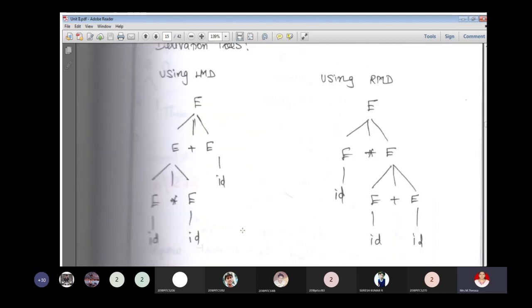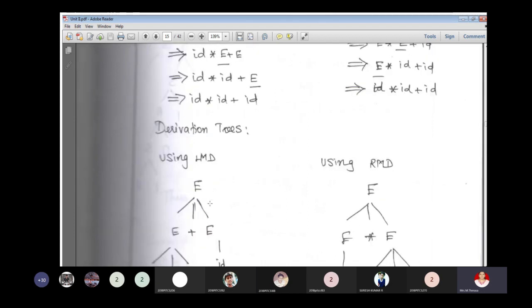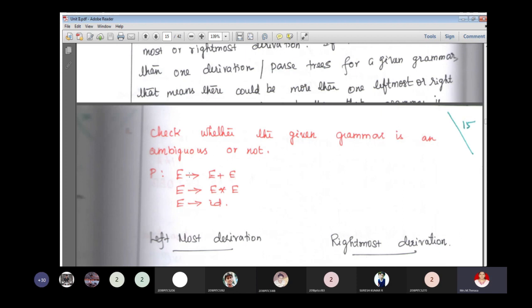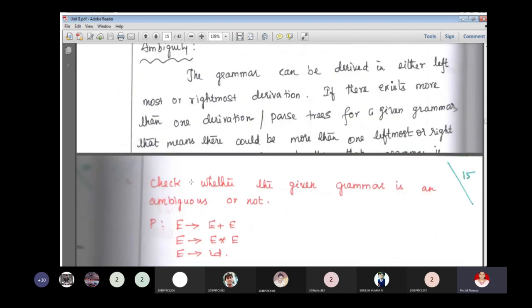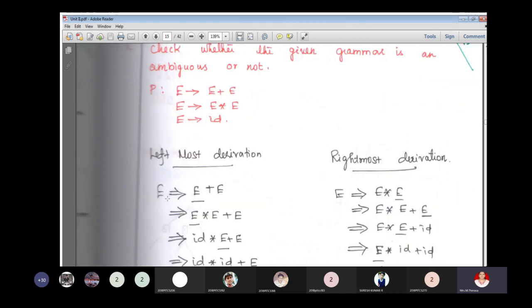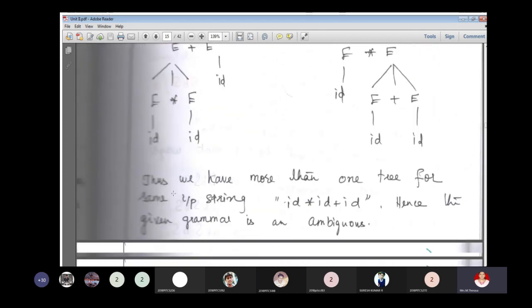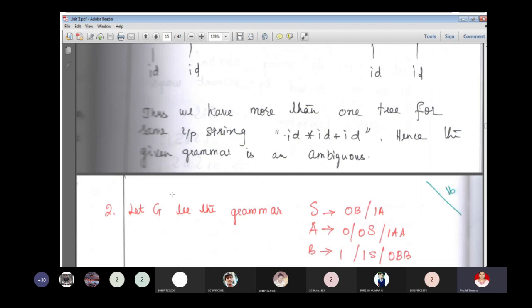But when we look at the tree, using LMD you have E tends to E plus E, then E star E, ID, ID, ID. But here it is E star E, so here you have plus, here you have star. So two different trees we have arrived at to generate the same string ID star ID plus ID, isn't it? So what you can conclude is this grammar is an ambiguous grammar. Whenever you can construct more than one parse tree to derive any string W from a given grammar, then the grammar is said to have ambiguity.